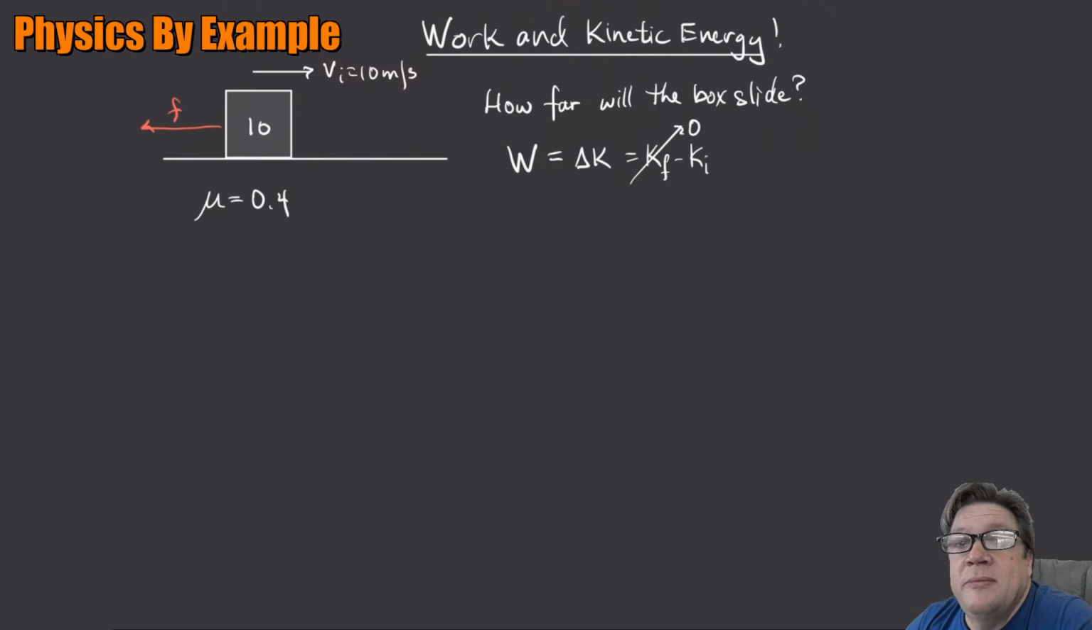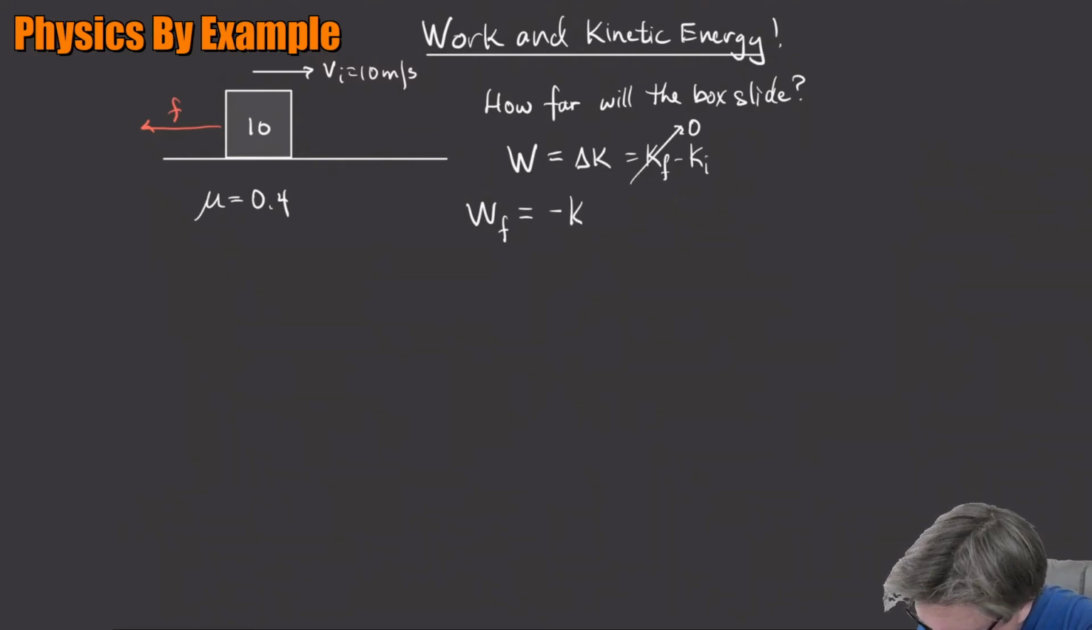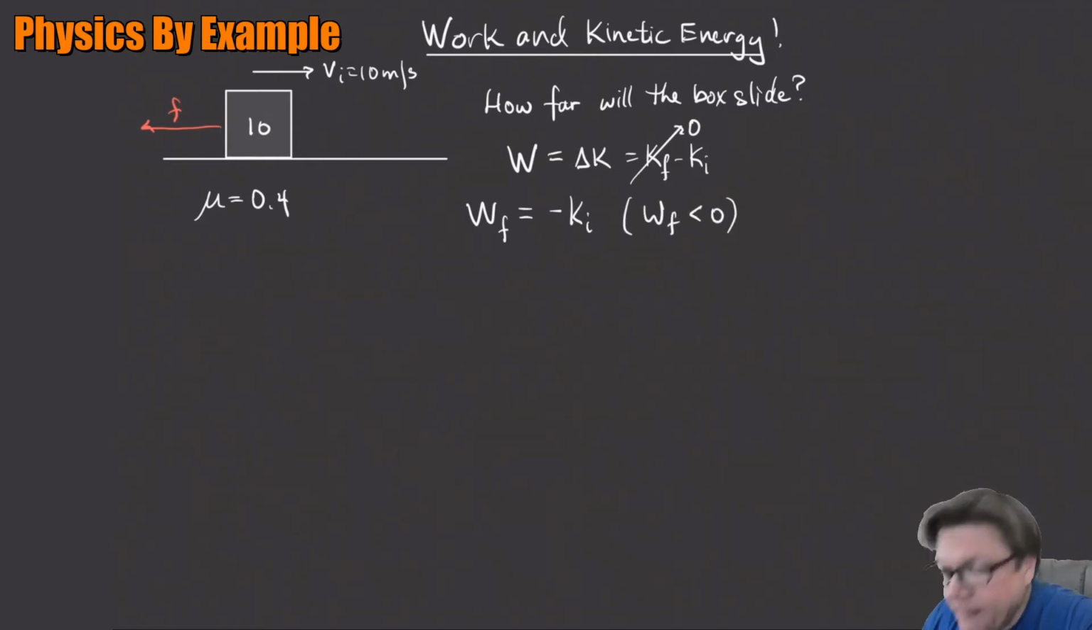So the work done by friction has got to be equal to minus the original kinetic energy. It must then be true that the work done by friction is less than zero. Frictional work is going to be negative, because what it's going to do is take energy out of the system. When you compute frictional work, you're usually going to get a negative answer because you're taking energy away.